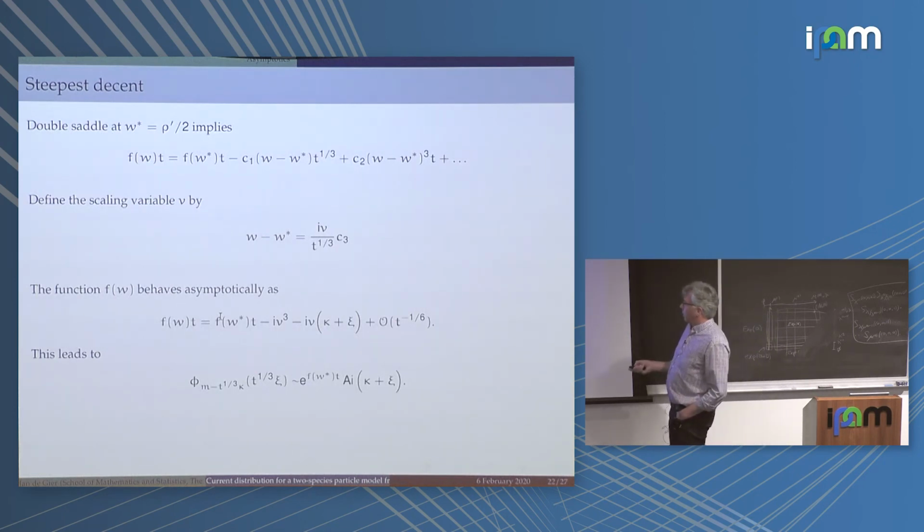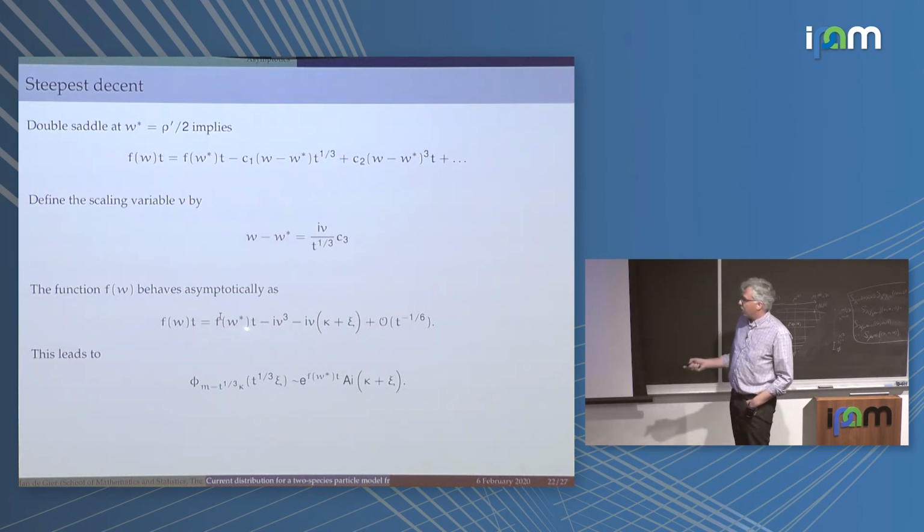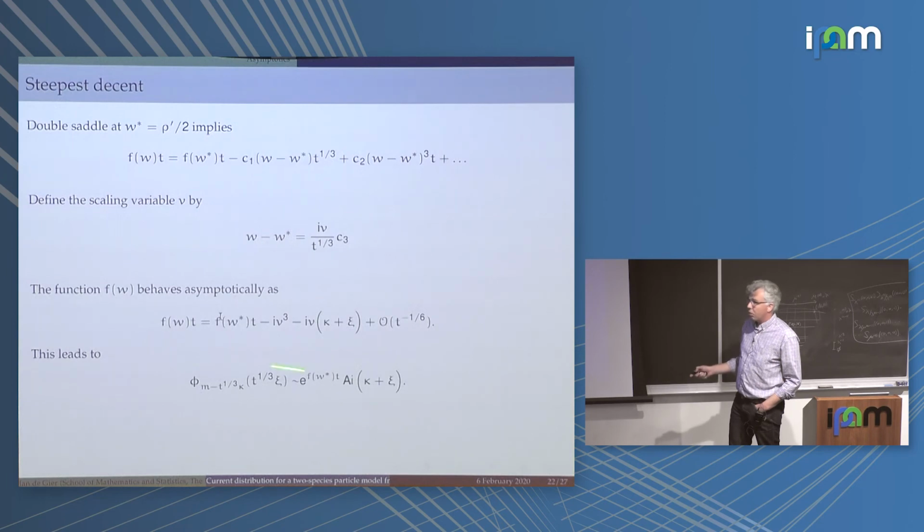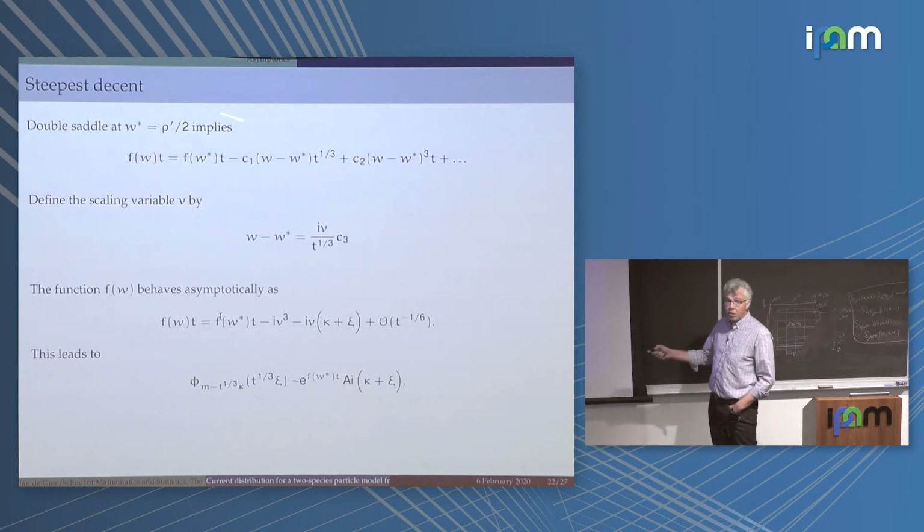And so the function appearing in your exponential has this particular form, and that leads to an Airy kernel. So the standard formula is then this phi in the right scaling form becomes this e to the f evaluated at the saddle point times time times an Airy function because of the scaling. So the fact you get an Airy function is because the saddle point is a double saddle and there is no quadratic term here. If there was a quadratic term here, you'd get a Gaussian.